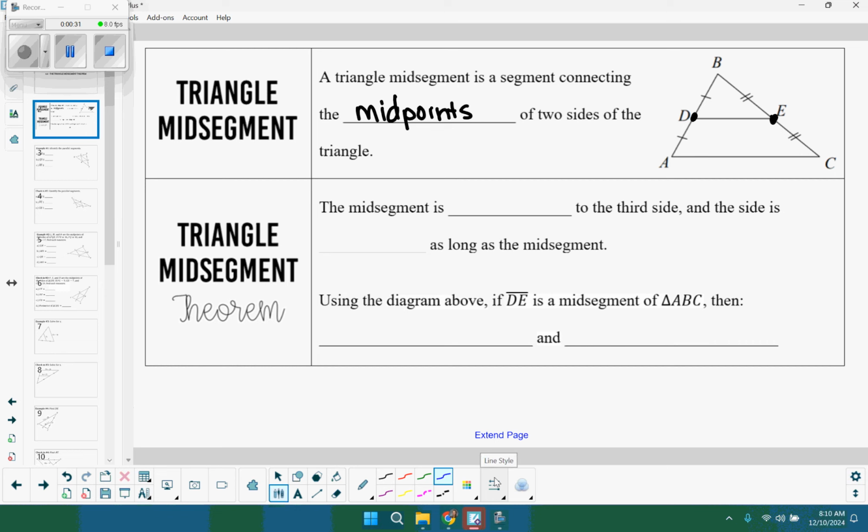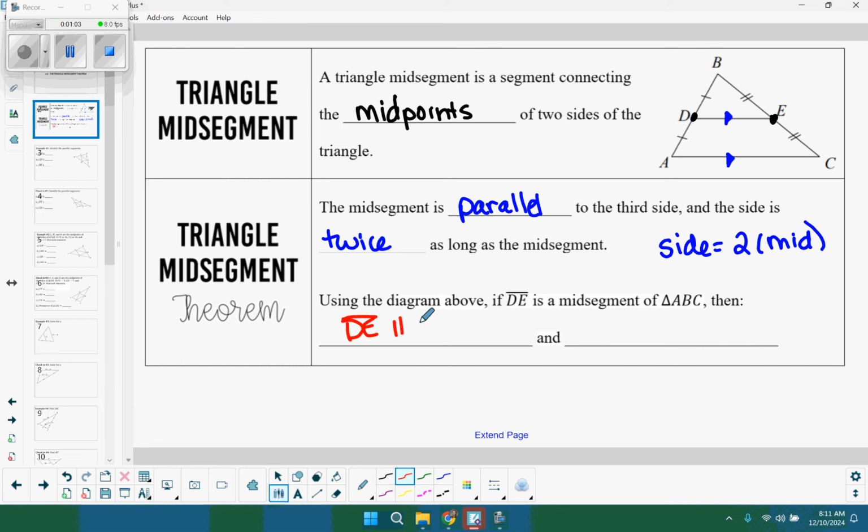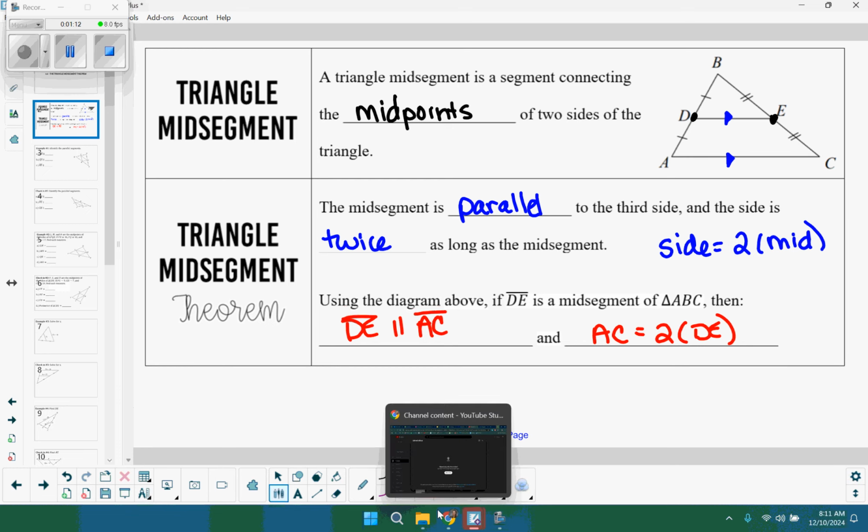Something special will happen. The triangle midsegment theorem tells us the midsegment is going to be parallel to that third side, and the side is twice as long as the midsegment. So side equals 2 times the midsegment. Using this diagram above, we can say that segment DE is parallel to the side AC, and we know that the side AC is equal to 2 times the midsegment DE.